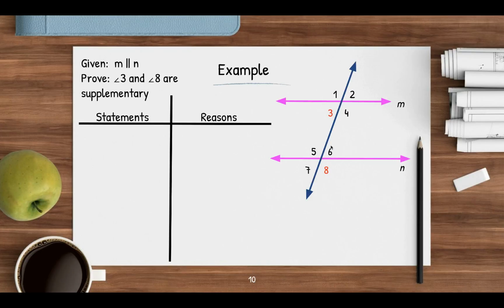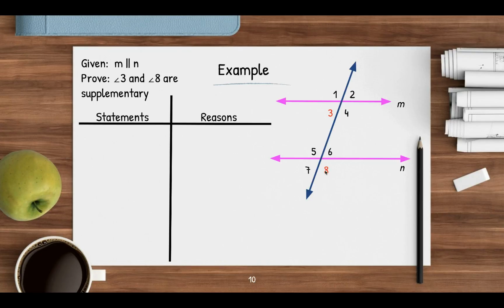So we're given that these two magenta lines are parallel. M is parallel to N. We're asked to prove that angle 3 and angle 8 are supplementary. Here's 3, here's 8. Now, when you have two parallel lines cut by a transversal, I taught you a shortcut to remember. The shortcut was that the four acute angles are all congruent and the four obtuse angles are all congruent. Okay. But if you're looking for a combination of one acute angle, which is this is an acute angle, and one obtuse angle, those are always going to be supplementary. Okay. So how do you prove this?